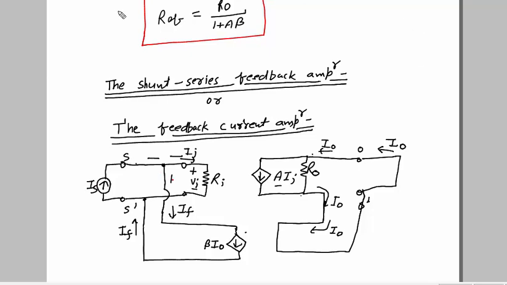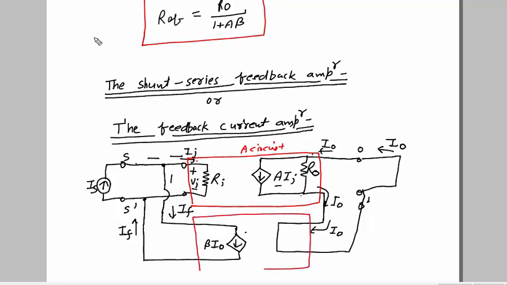Now let us draw the A circuit and the beta circuit. This is the basic amplifier, or A circuit, and this is the feedback network, or the beta circuit. Here the A circuit has a short circuit current gain A, an input resistance Ri, and an output resistance R0.